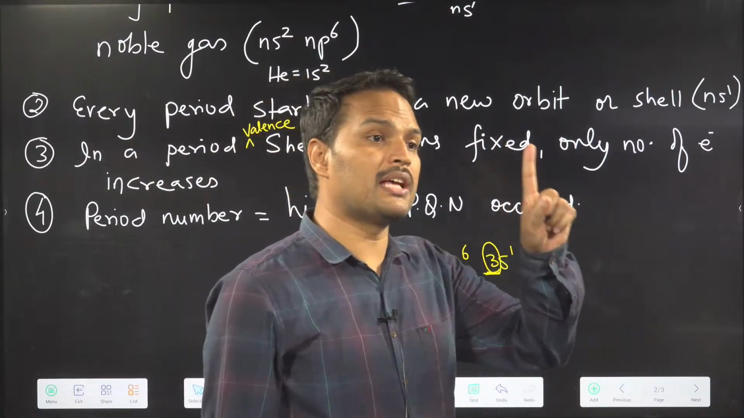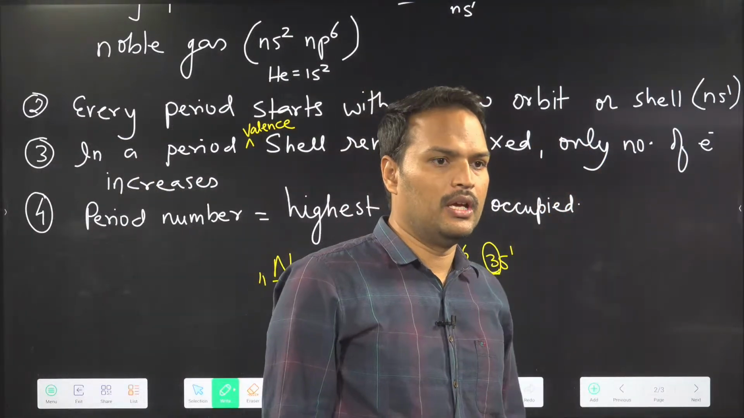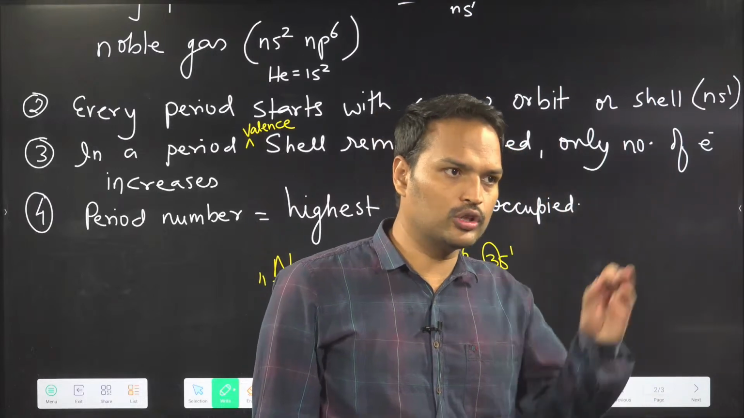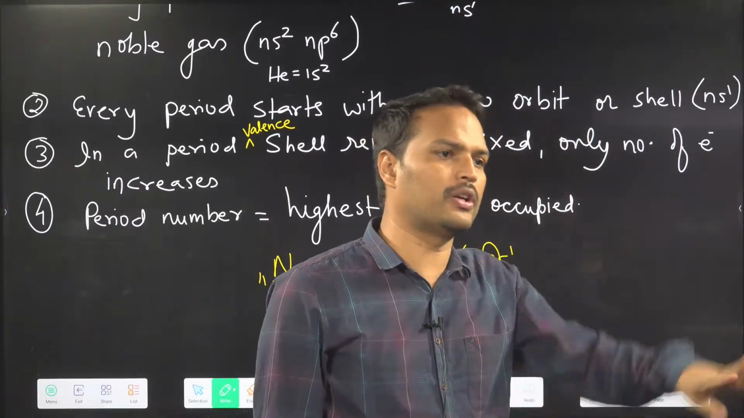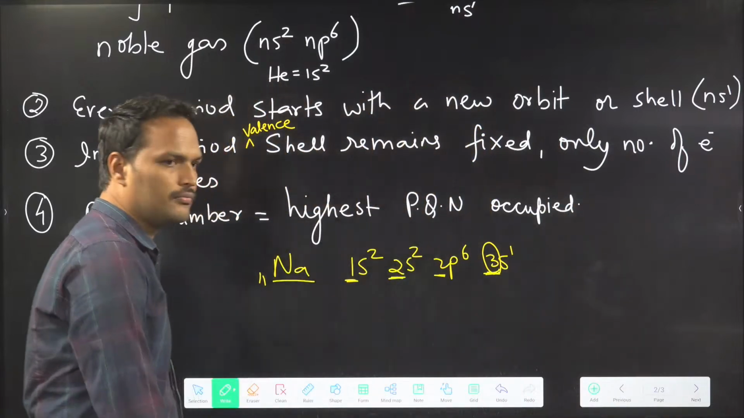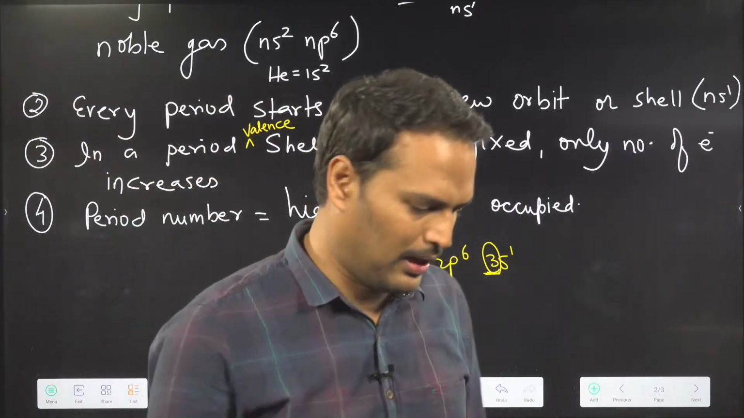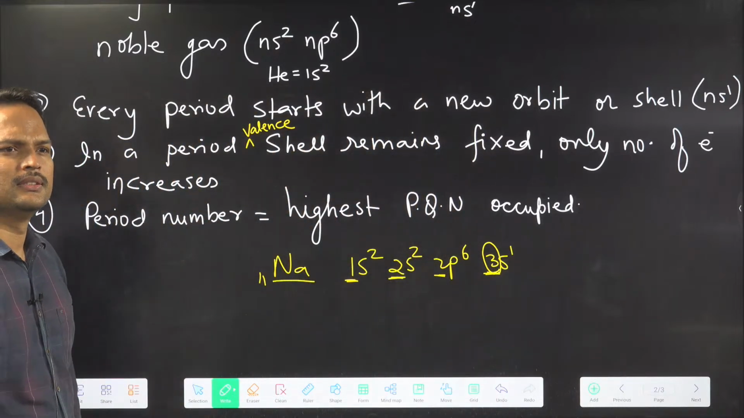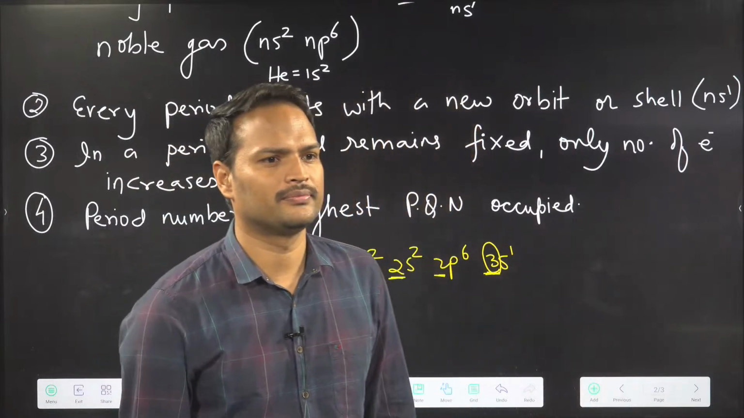6th period means the highest principal quantum number can be 6. There cannot be 7s. In the 4th period, there can never be 5p. 4th period means maximum 4. You can use 4s, 4p, 4d, 4f, but you cannot use 5. Is it clear? Till this point, any problem? If you are having any problem, tell me and I will solve it. Done? Clear? Okay, fine, good.